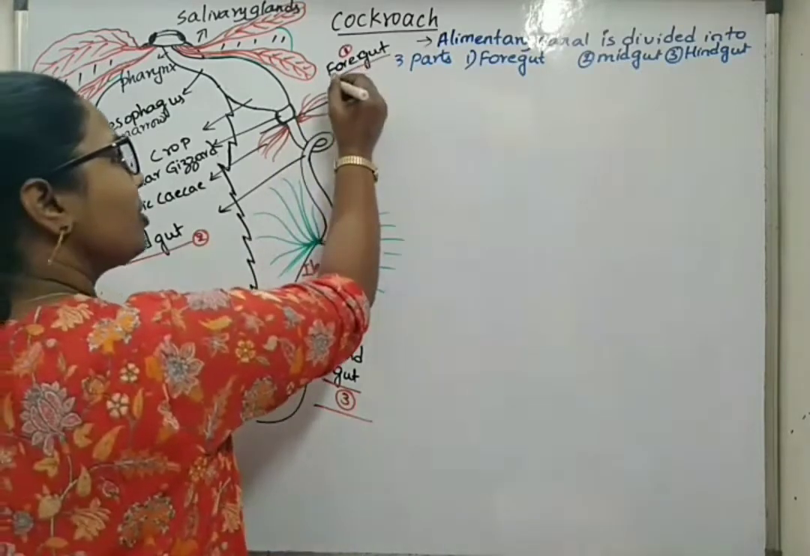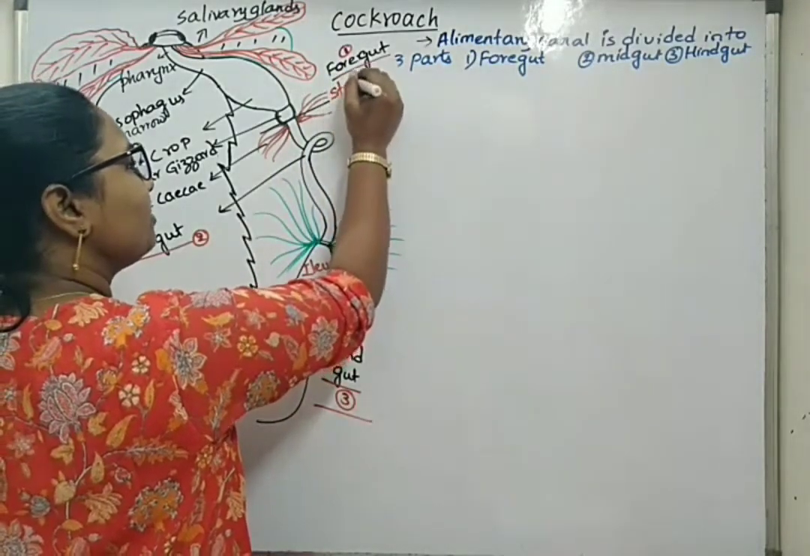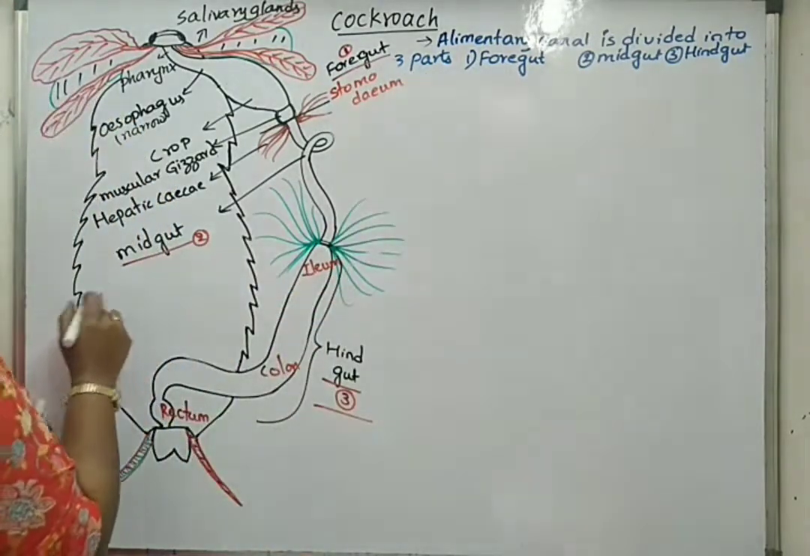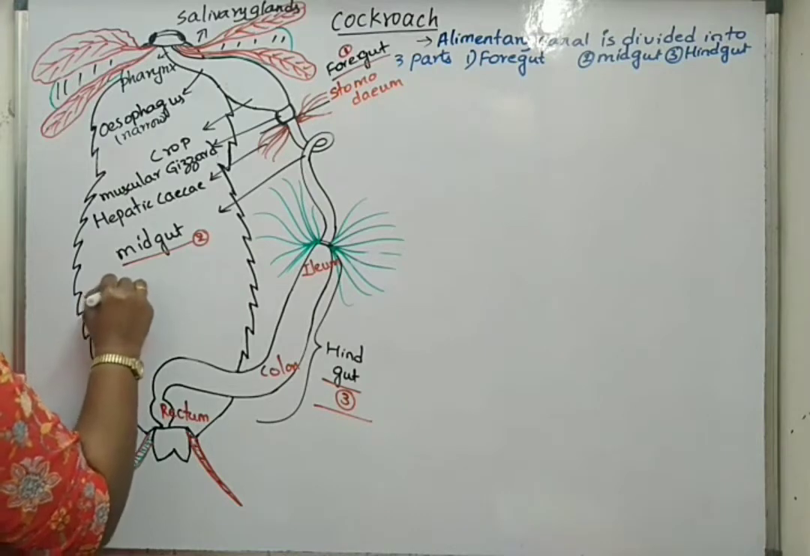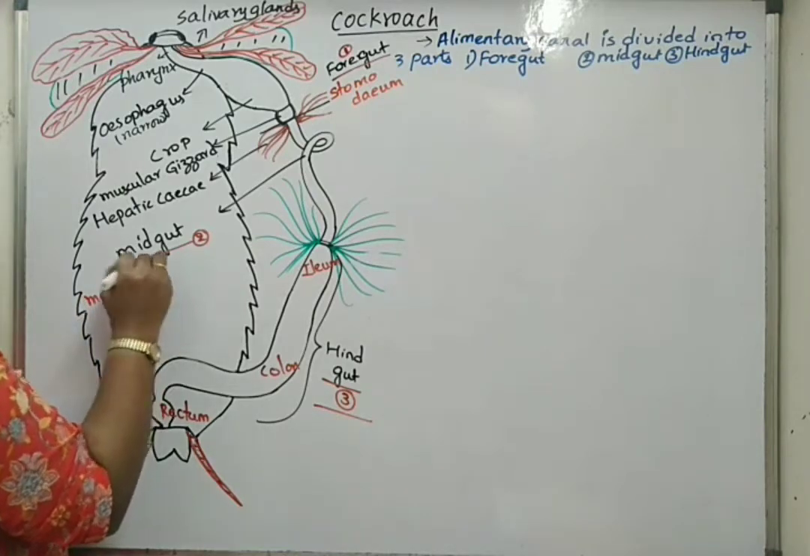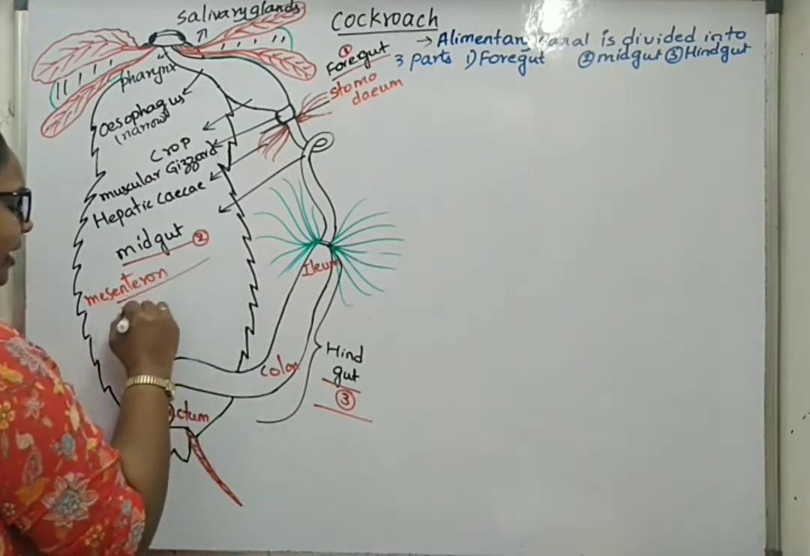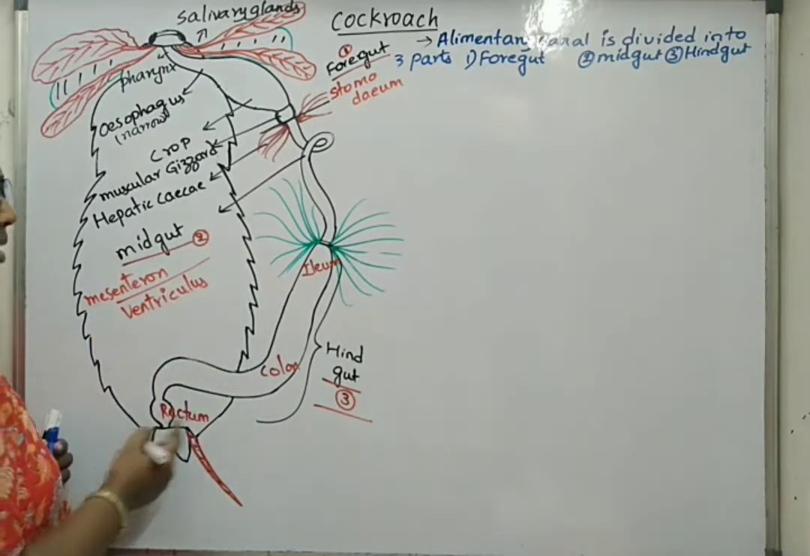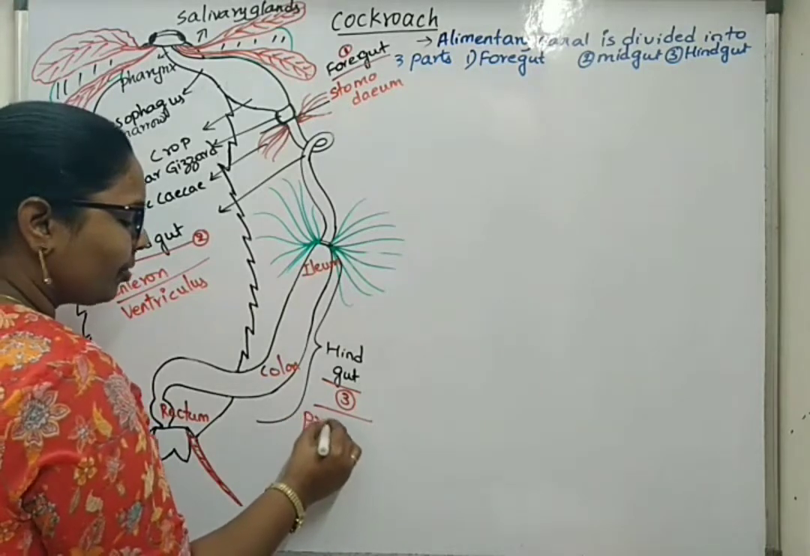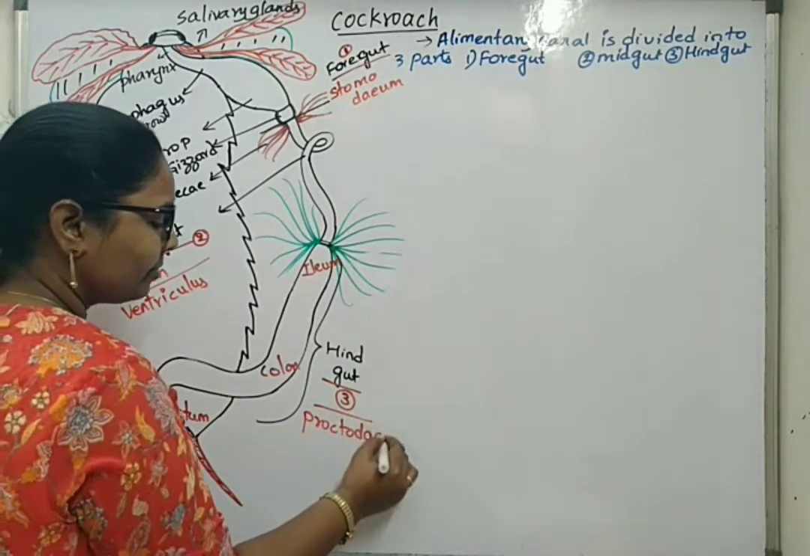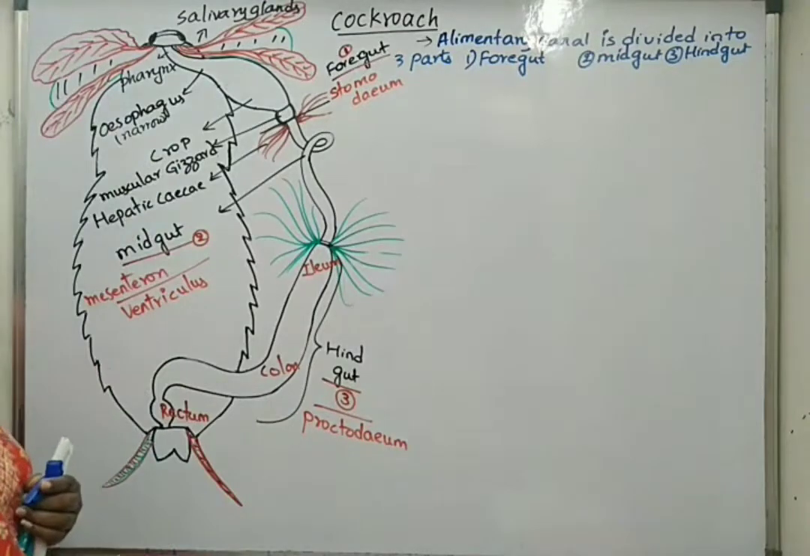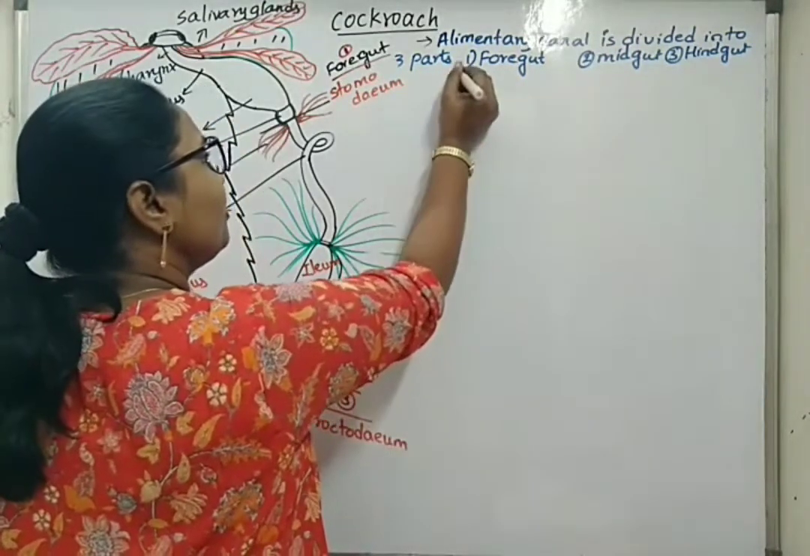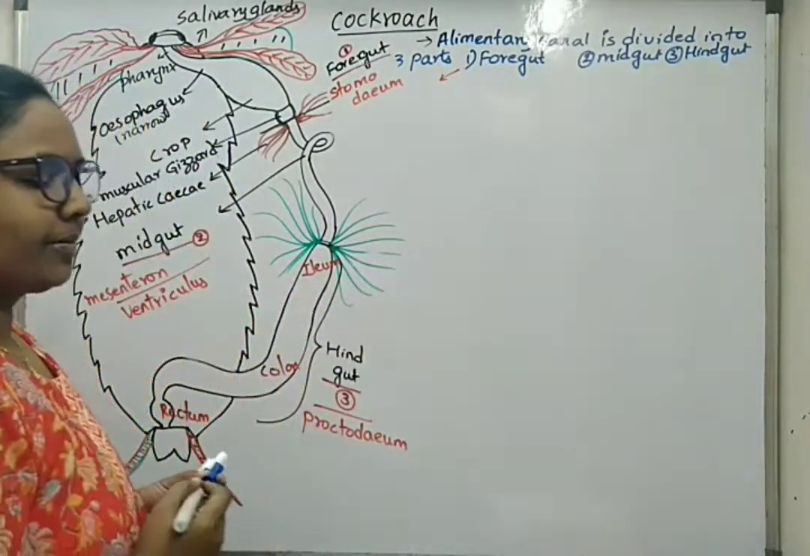Now, foregut is also called stomodium. Midgut is also called mesenteron. It is also called ventriculus. Hindgut is also called proctodium. These are the three different parts of the cockroach digestive system. Now, coming to the first one, foregut.